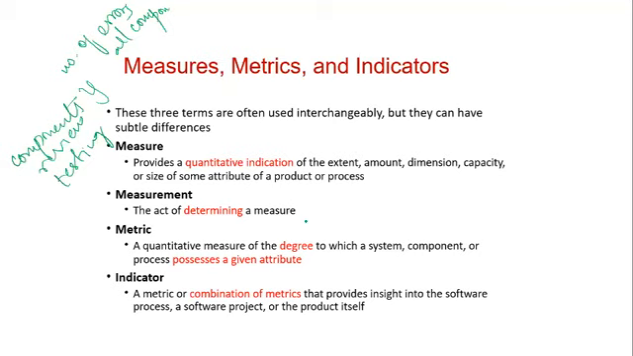Then you've got indicators. An indicator is a metric or combination of different metrics that is going to provide you insight into the software process of a software project or the product itself. So these are your four terms: measure, measurement, metric, and indicator.